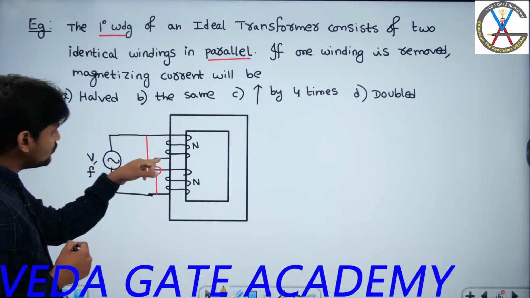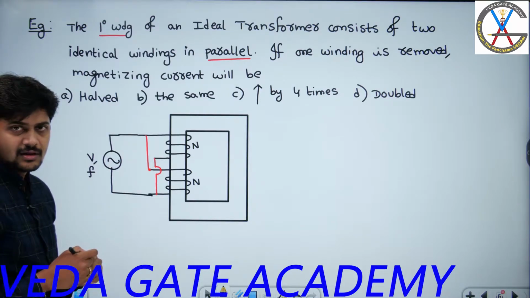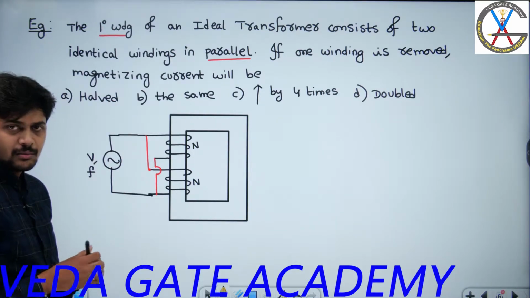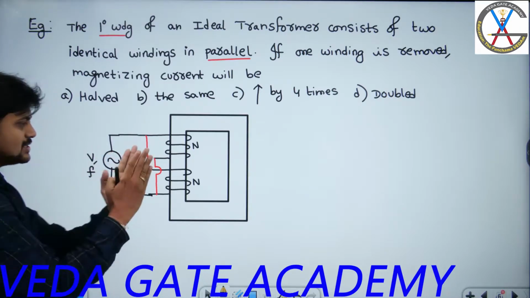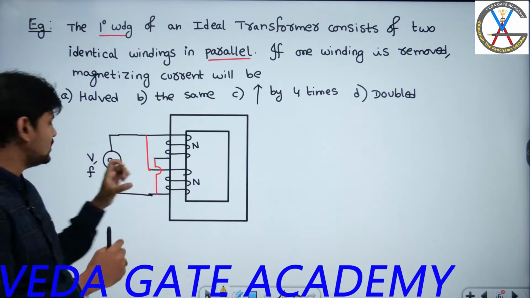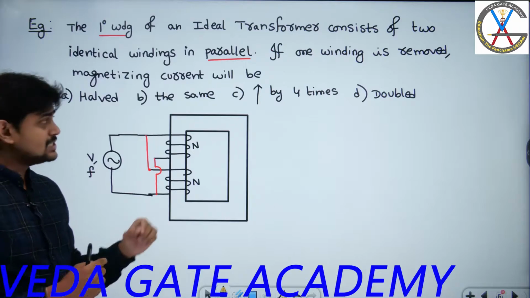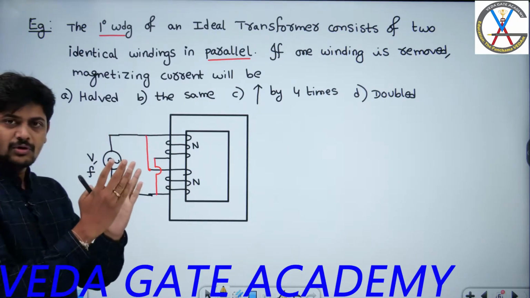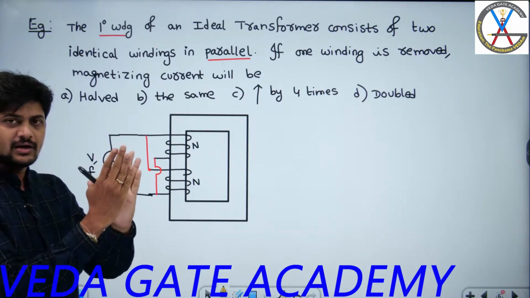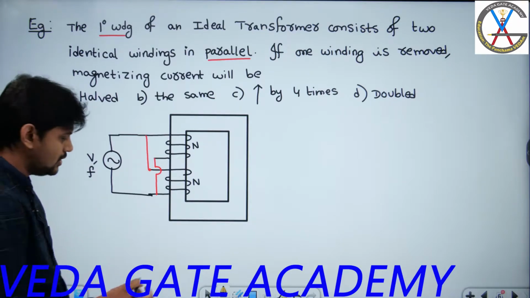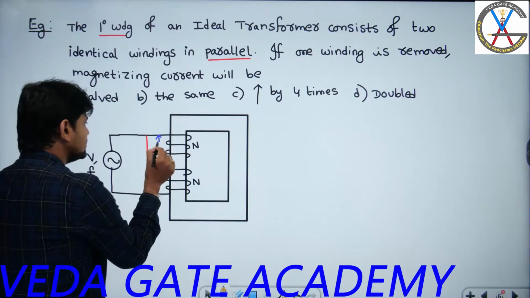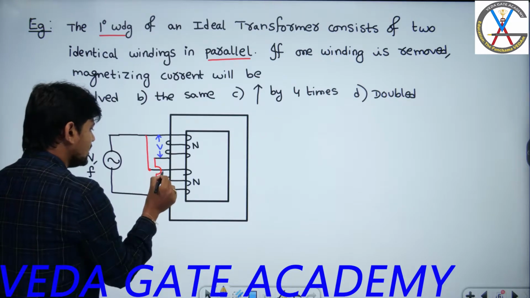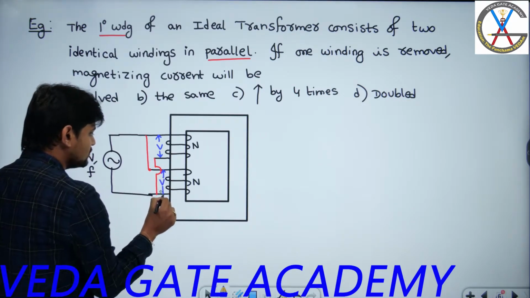So here, how are these two identical windings connected? They are connected in parallel. If these two identical windings are connected in parallel, and I apply a voltage of V across these parallel windings, then since it is an ideal transformer, the voltage induced across these two identical windings is also V and V respectively. So the voltage induced across this winding is V, as well as the voltage induced across this winding is also V.